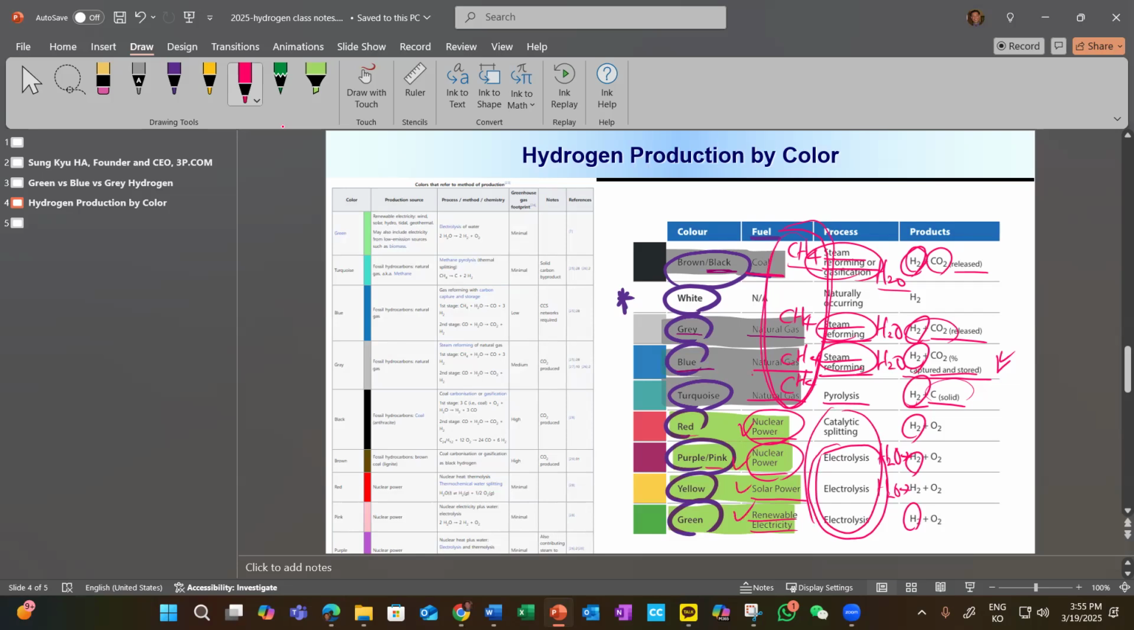I hope that this coloring helps you better understand all the different methods of hydrogen production.